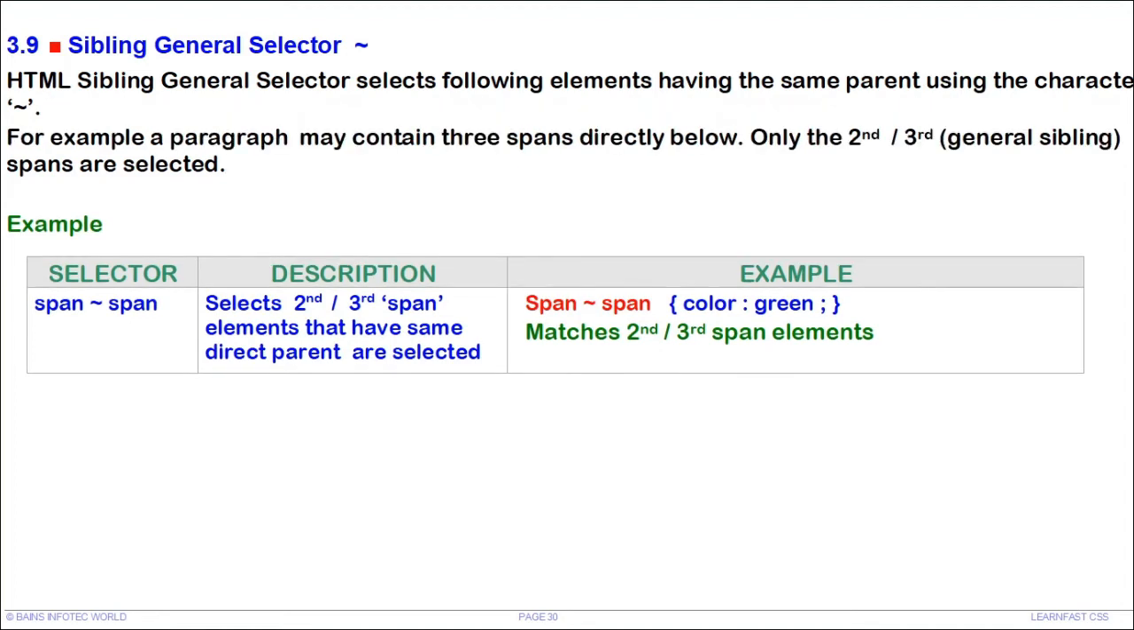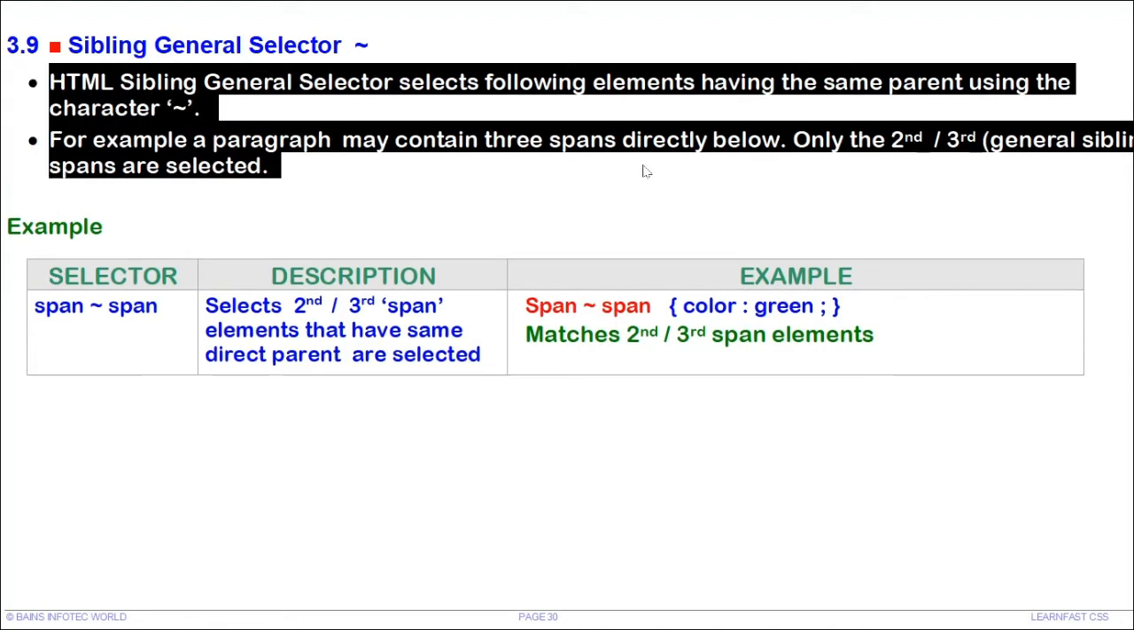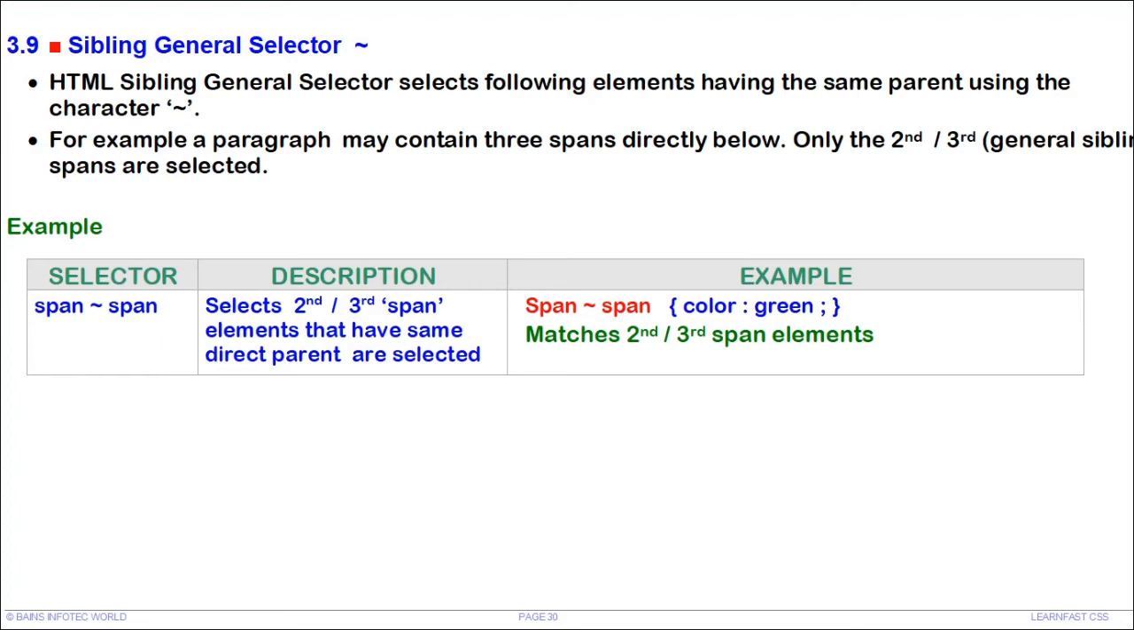For example, a paragraph may contain 3 spans directly below it. Only the second and third general spans are selected. This is because the first span can be selected directly by the direct span rule, and if we want to select the second and third, the second span can be selected using the adjacent sibling selector, and if we want to select the second, third and fourth siblings, we can use the general sibling selector.